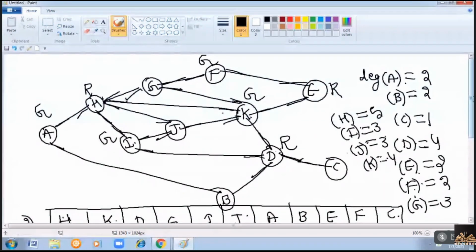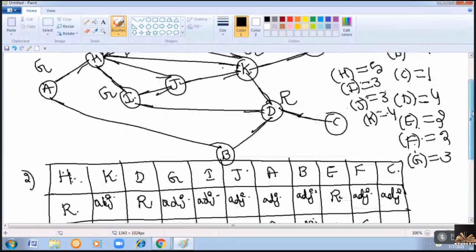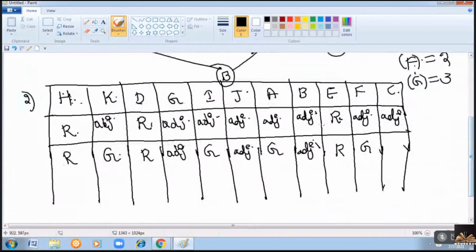F can be colored with A. Next is C. Is C adjacent to A? No, it is not adjacent to I, not adjacent to K, not adjacent to F. So it can also be colored with green. Clear? Now repeat the same step until all the uncolored vertices are colored.